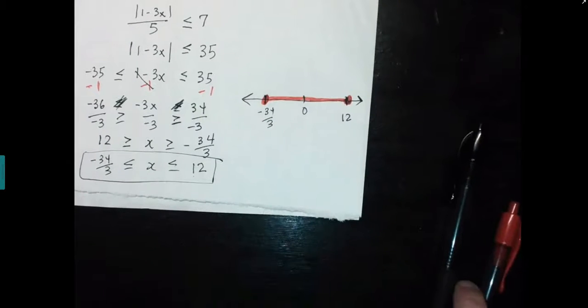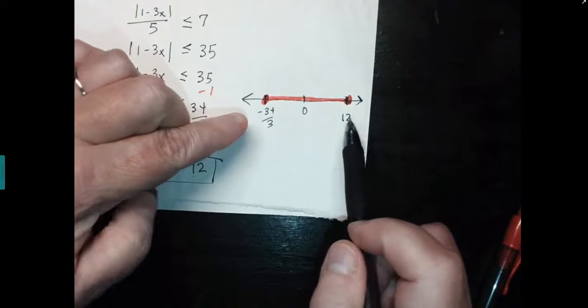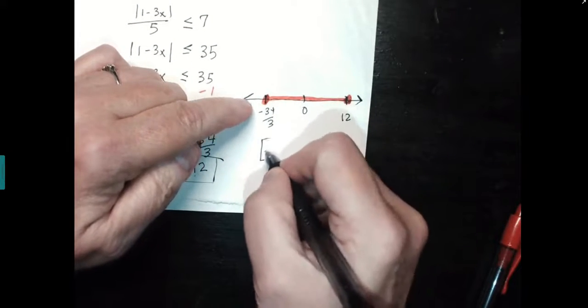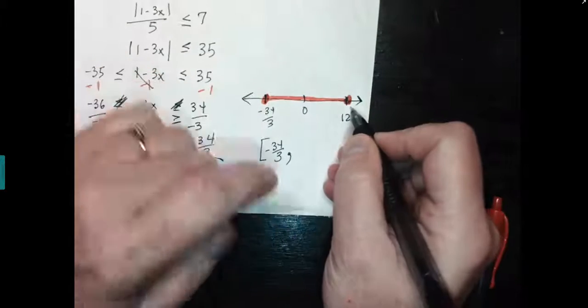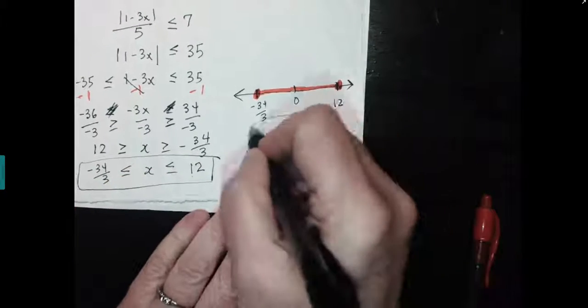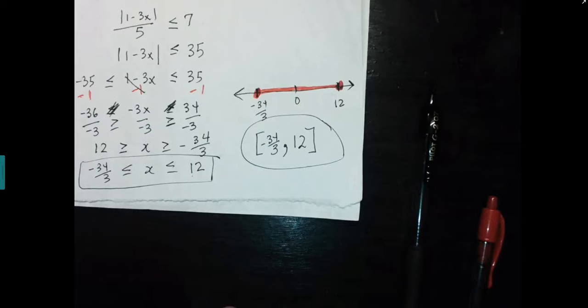And now if I want to change that to interval form, then just read this in red from left to right. So I start at and include negative 34/3, and I go up to and include 12, so I need a square bracket there, and that would be my answer in interval form. And that ends this video.